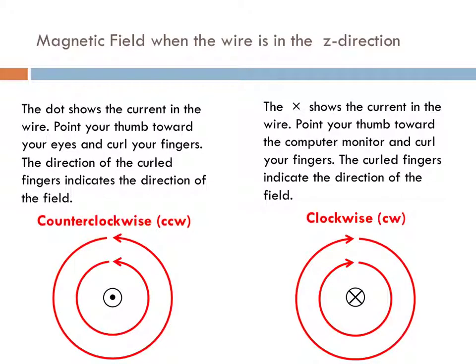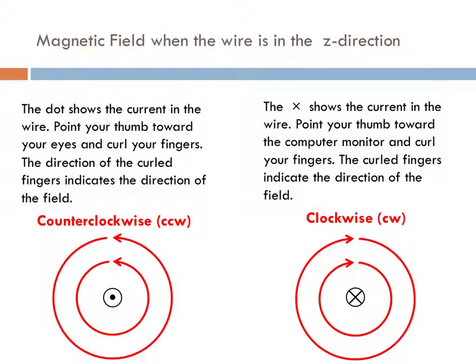Now this is a slightly different situation. Here we're looking at the magnetic field when the wire is in the Z direction. What that means is you're looking down a wire as if it was a pipe. Now if the wire is coming at you, it's difficult to say the magnetic field is into or out of the page because it's actually going in the plane of the page. So what we're going to do is represent it in terms of clockwise and counterclockwise.